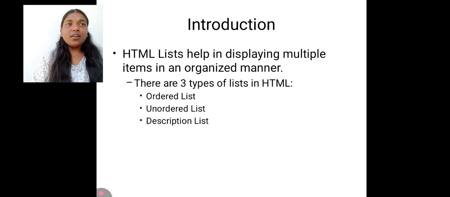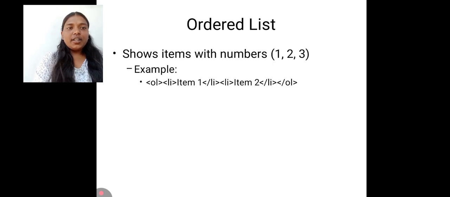The ordered list is also known as the numbered list, the unordered list is also known as the bulleted list, and the description list is also known as the definition list. Now we will discuss one by one. So the first is ordered list.